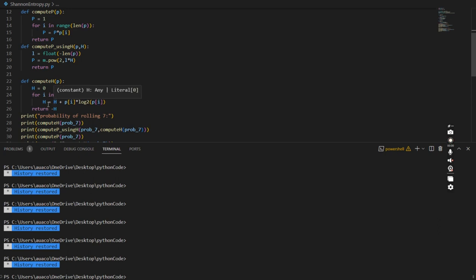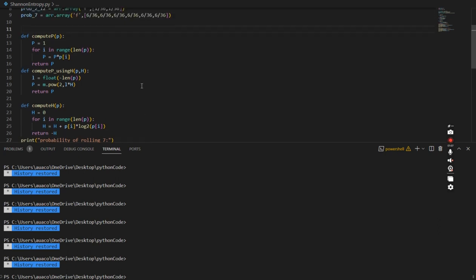So H to the probability, actually it's H to the probability times log 2 of the probability. So in short, it's just a probability, H to the p, and we return negative H for that quantity.